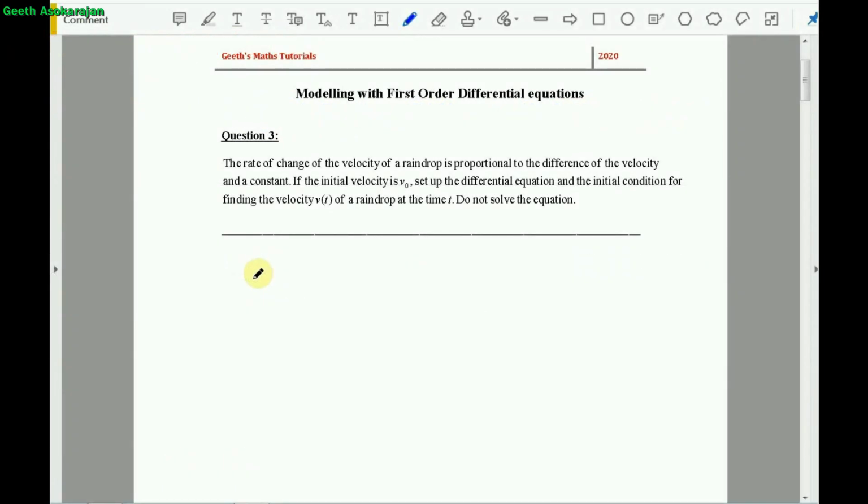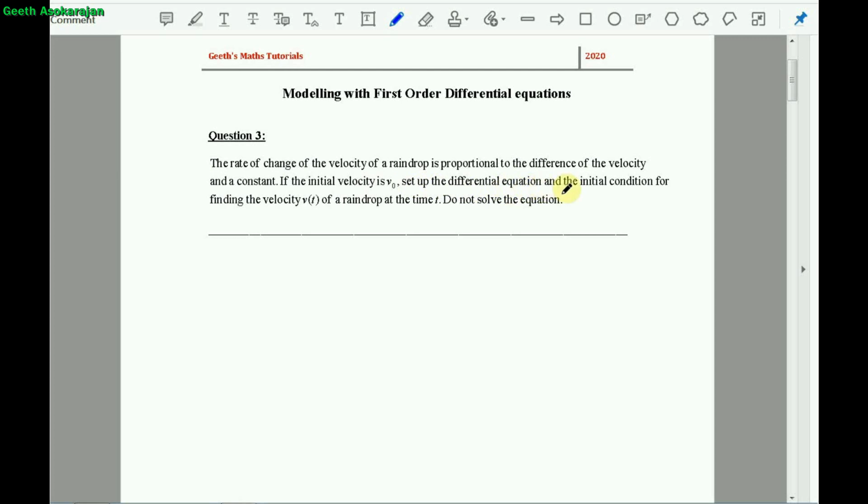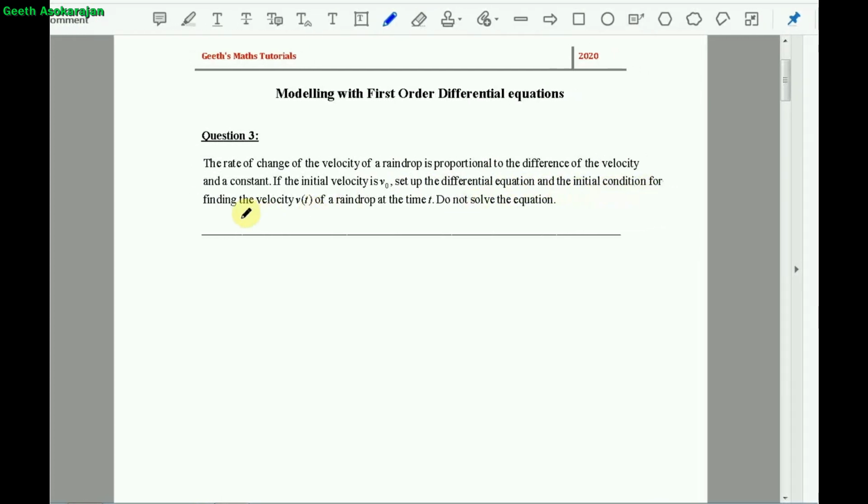Right, another question on modelling with first order differential equations. Question number 3. The rate of change of the velocity of a raindrop is proportional to the difference of the velocity and a constant. If the initial velocity is v0, set up the differential equation and the initial condition for finding the velocity v(t) of a raindrop at the time t. Do not solve the equation.